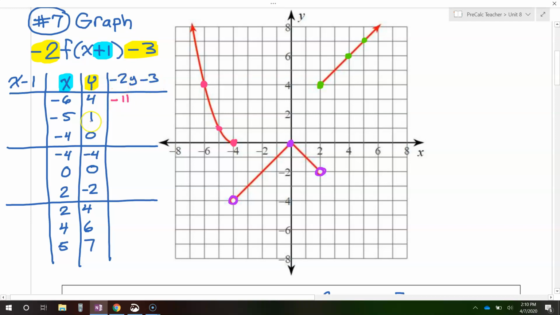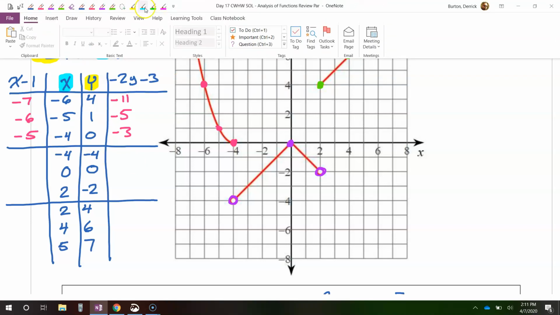Interesting. -2 times 1 is -2, minus 3 is -5. -2 times 0 is 0, minus 3 is -3. So those are my new y values. Now for the new x values. For the new x values, I just do x minus 1. So -6 minus 1 is -7, -5 minus 1 is -6, and -4 minus 1 is -5. All right.